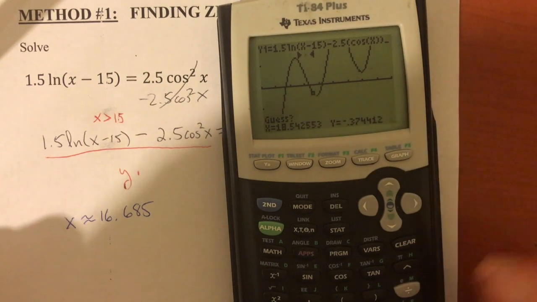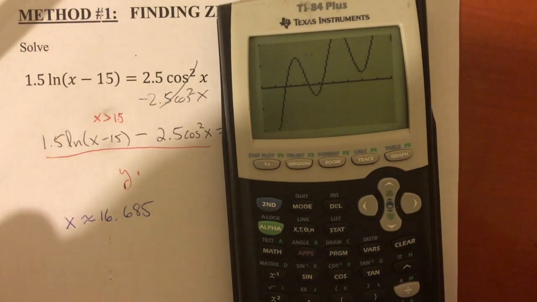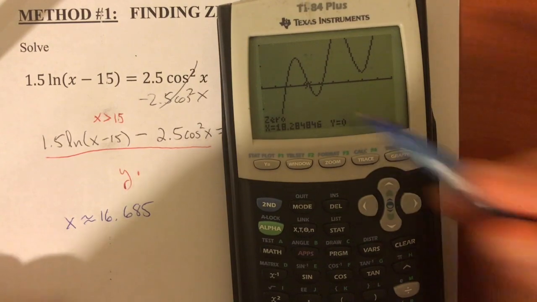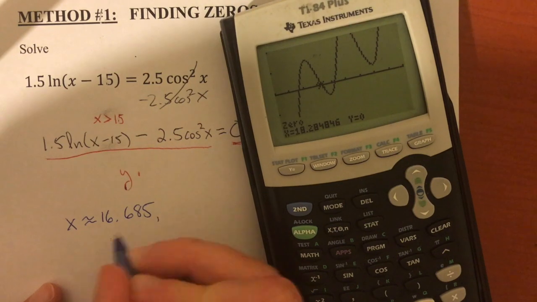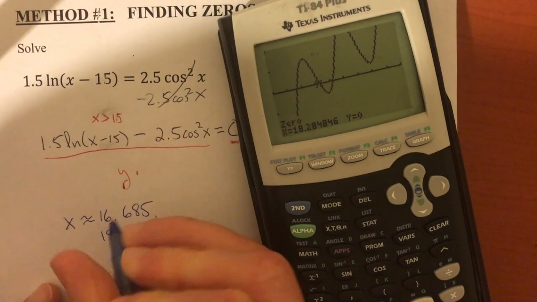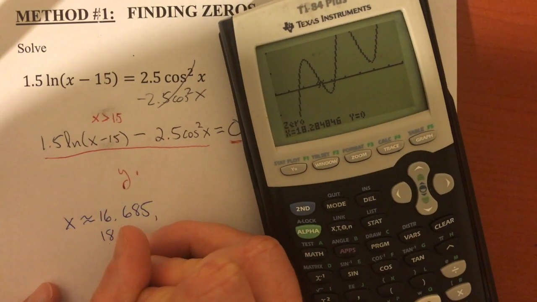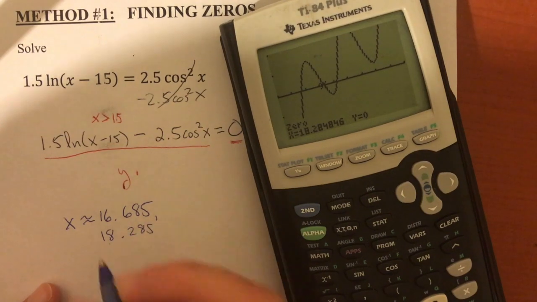But if you've set a good window, there's only 1 in there, so you just hit enter. It's going to give you the one closest to where you're at. And so our other solution is 18.285, or 0.284 if you like to truncate. I like to round, but it does not matter.